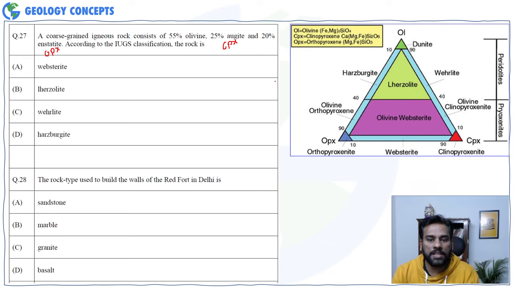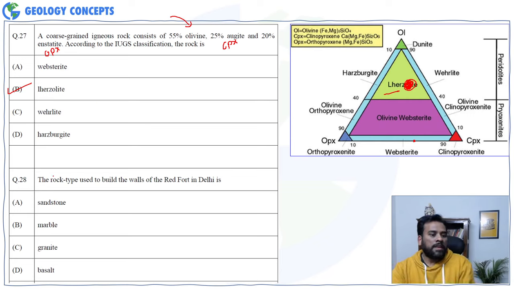Now, if you remember this diagram from IUGS classification, 25% augite and 20% enstatite is somewhere the ratio between orthopyroxene and clinopyroxene, CPX is a little higher, but they are somewhere here, in this region, right? And olivine is around 55%, so it is around here. So this is the area we are talking about. So lherzolite will be the correct option. So the name of the rock here will be lherzolite, which has this composition.